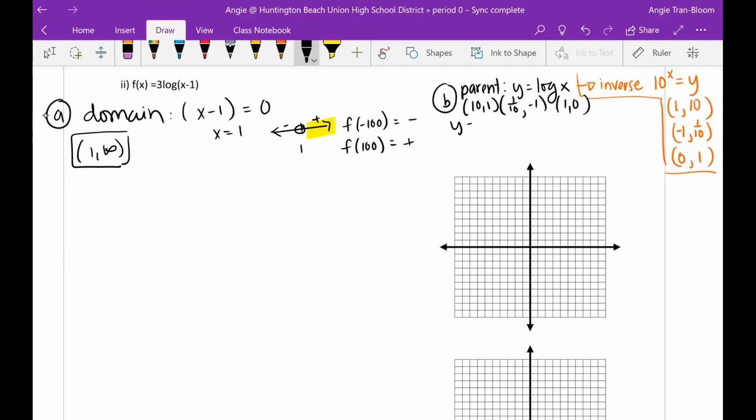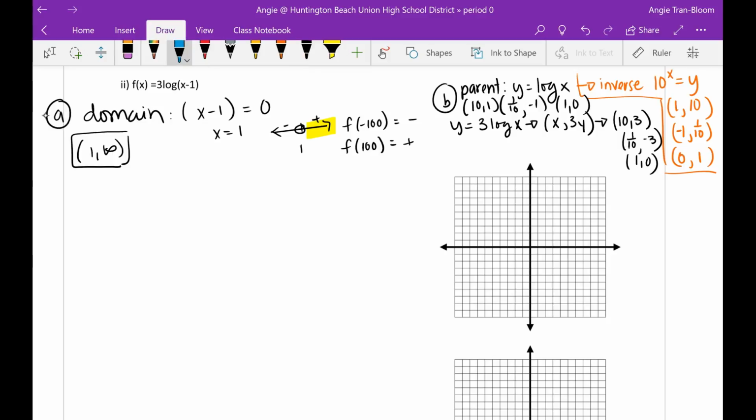Then the next one, I'm going to do 3 log of x. This is a vertical stretch by 3. That means y will multiply by 3. So my new 3 points are 10, comma 3, 1/10, comma negative 3, and 1, comma 0.